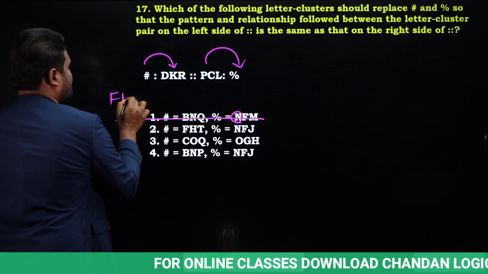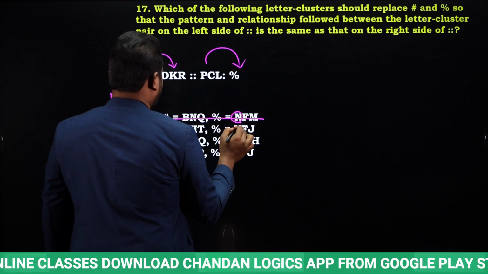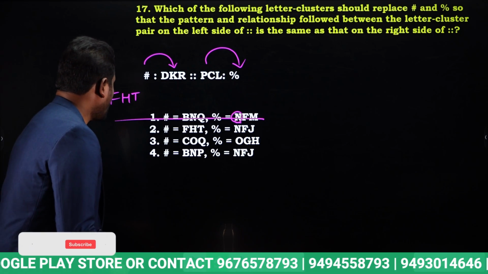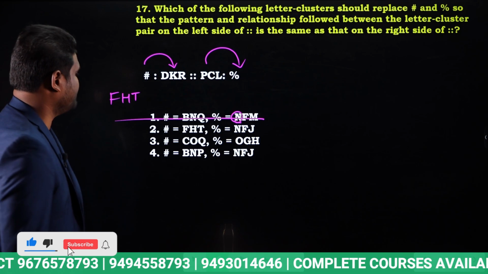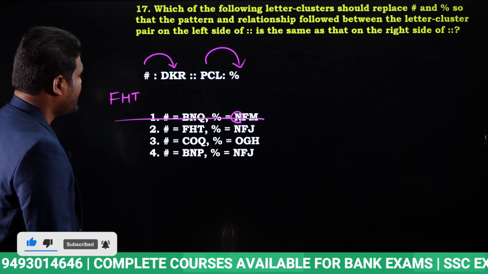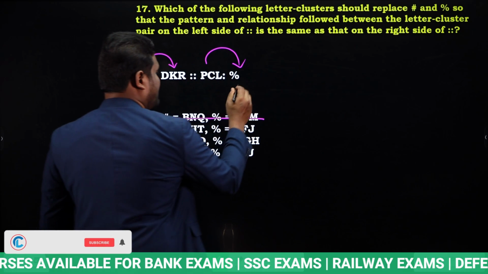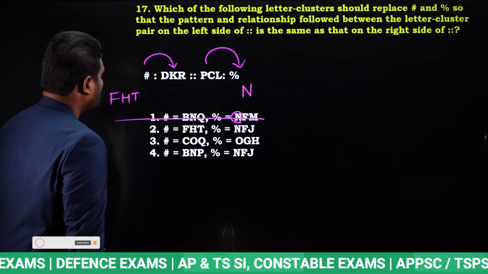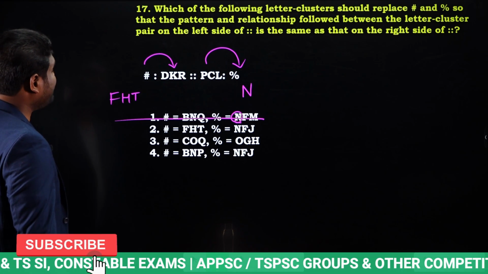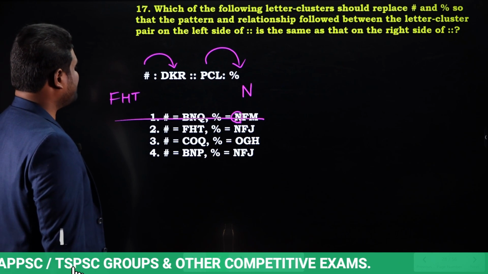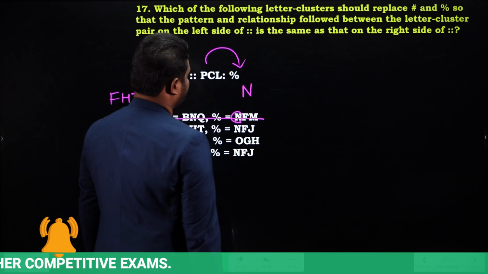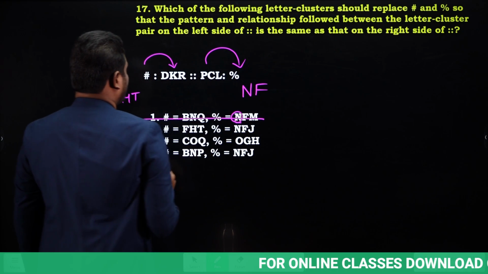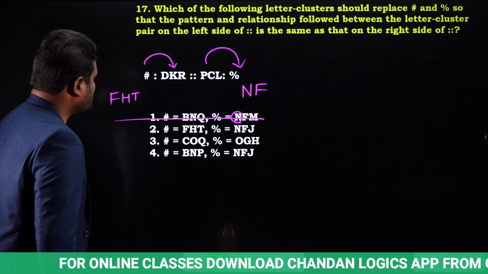FHT. Similarly, NFJ. F, if I do, how much? F minus 2, I will get D. Yes or no? F minus 2, I will get D. P minus 2, I will get N. Yes sir, P minus 2, I will get N. So the first one is satisfied. Next, H plus 2, I will get K. Sorry, H plus 3, I will get K. Yes or no? H plus 3, I will get K. Similarly, C plus 3, I will get F. Yes or no? Condition satisfied. Next, T minus 2, I will get R.